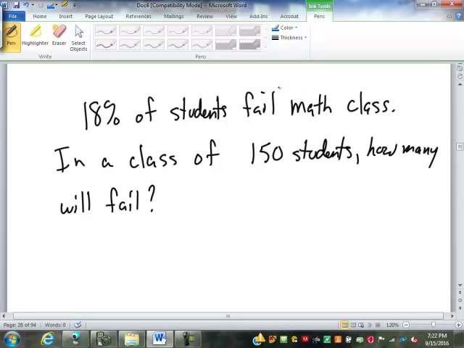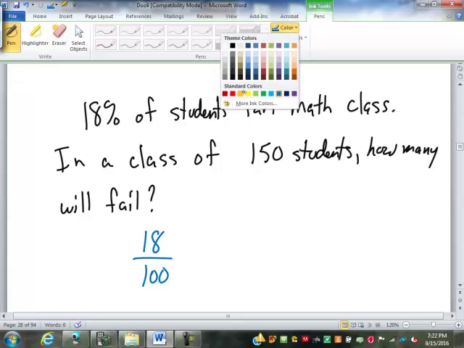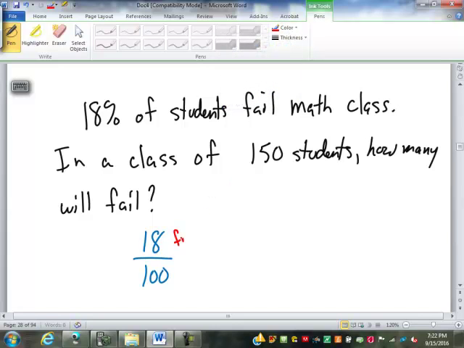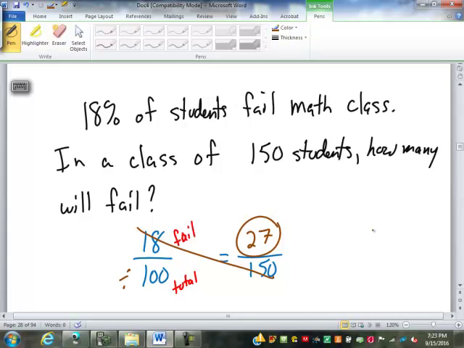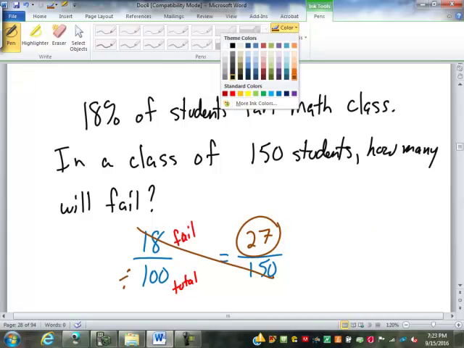What do I do? 18% is 18 over 100. 18 represents fail, right? Ones that failed. 100 represents total students. On the other side, I have the 150. Does that represent the amount that fail? No. The total amount? Yes. Am I looking for the amount that fail? Yes. 18 times 150 divided by 100 is 27. So 27 that fail out of 150.